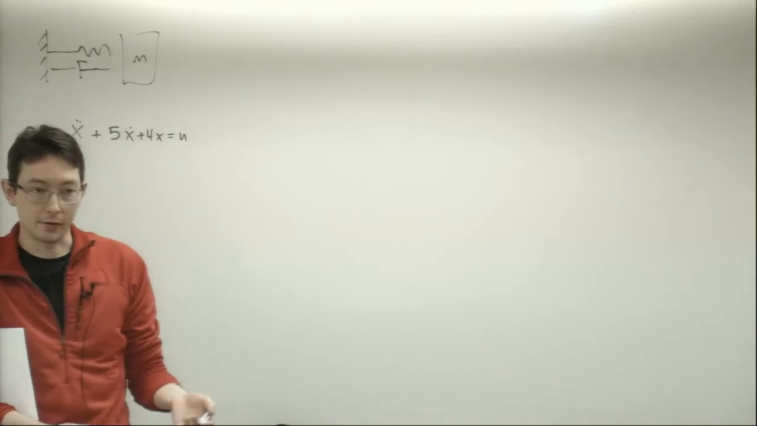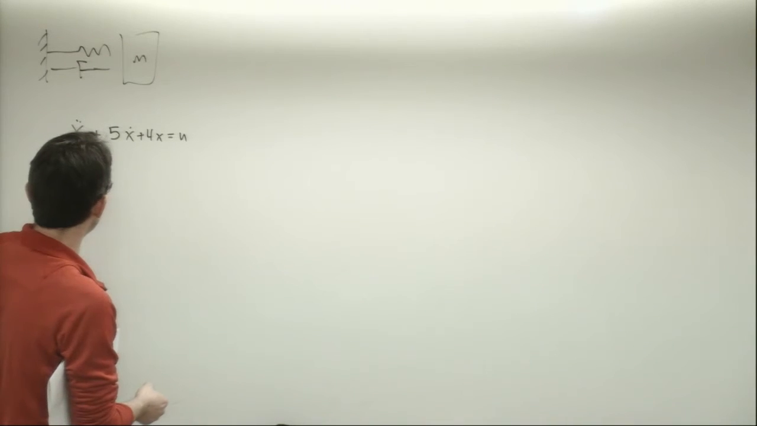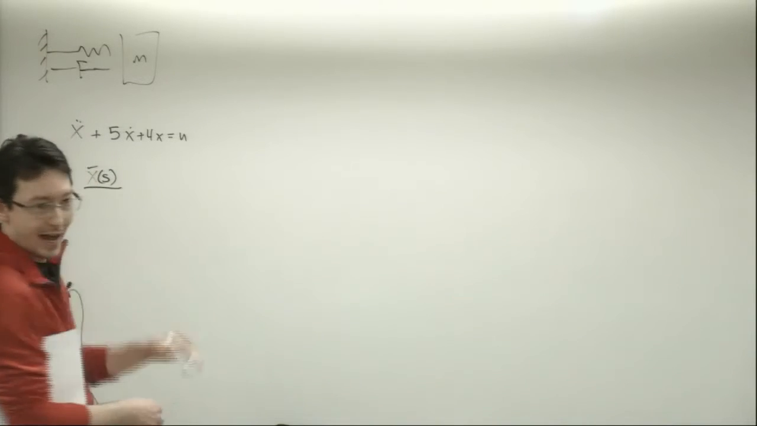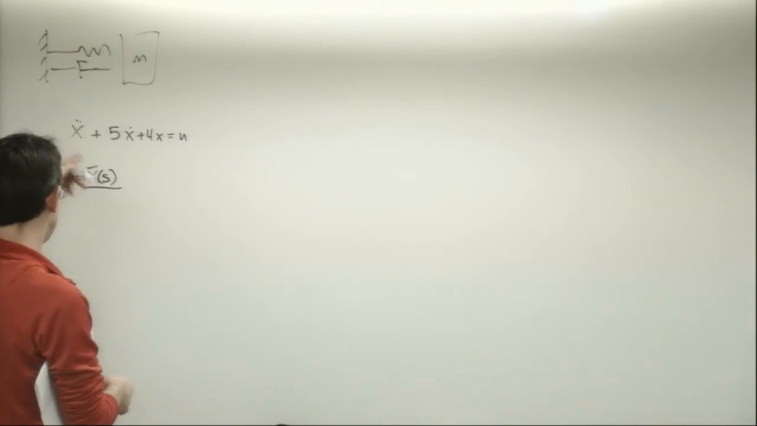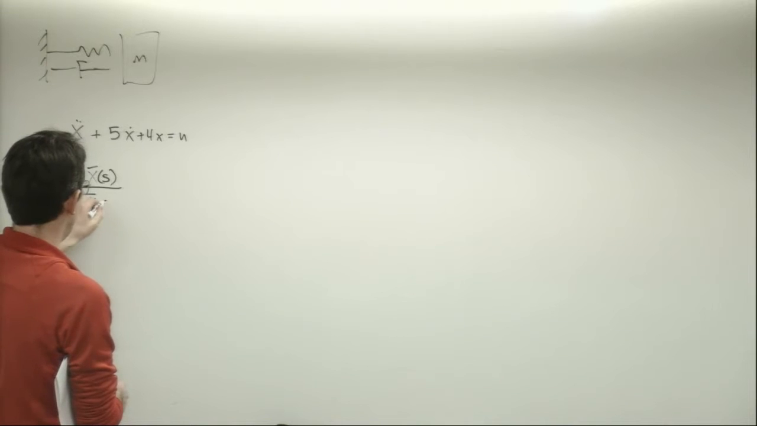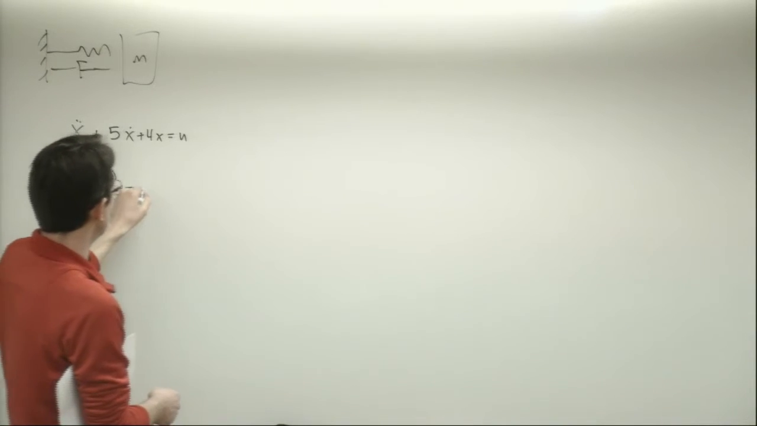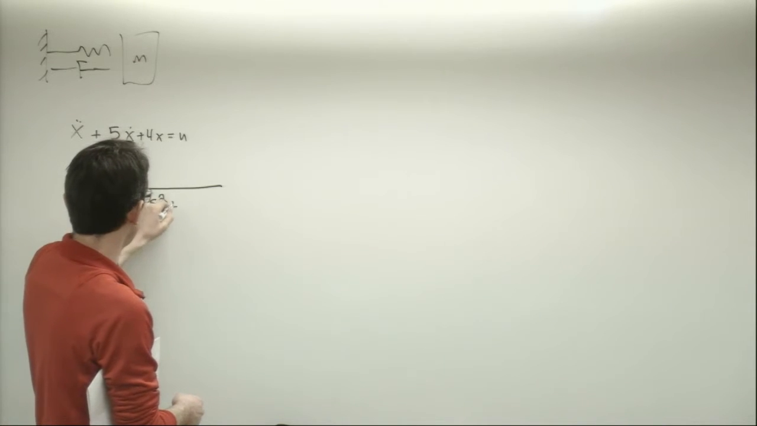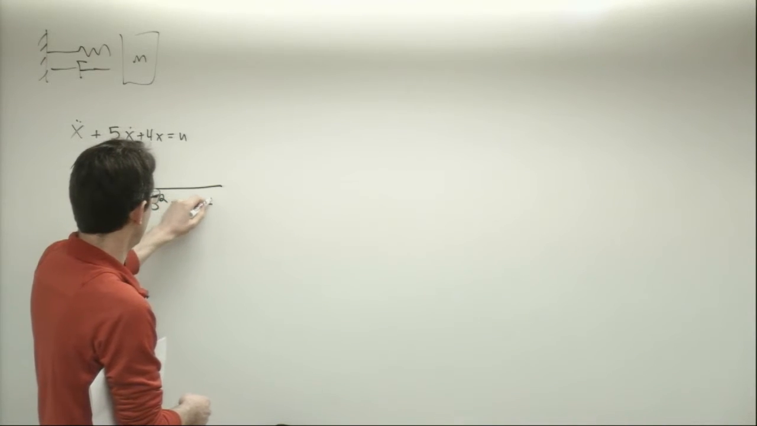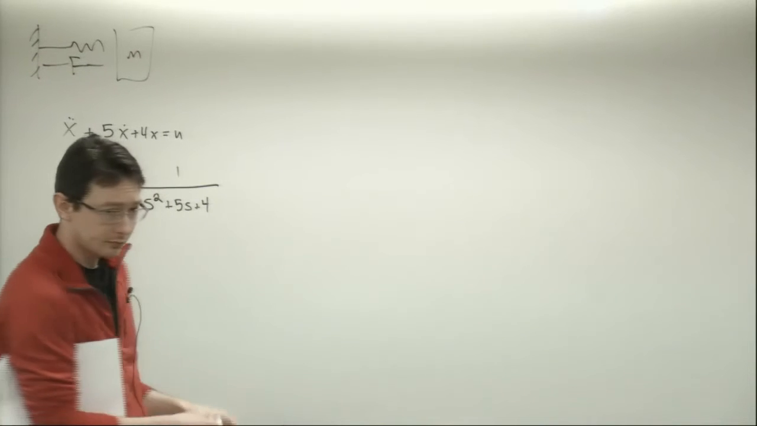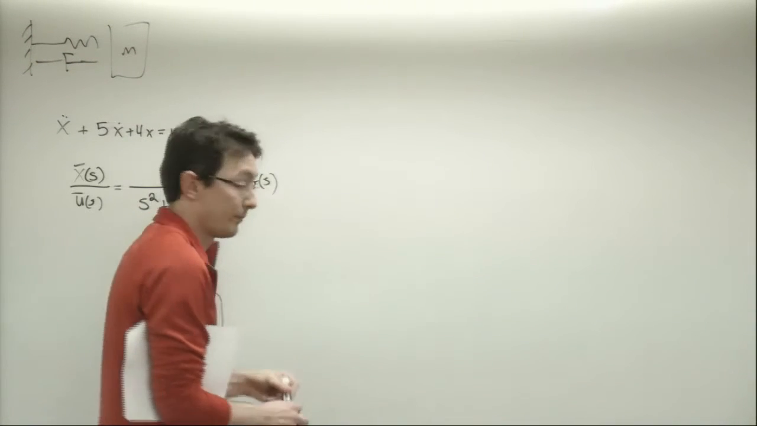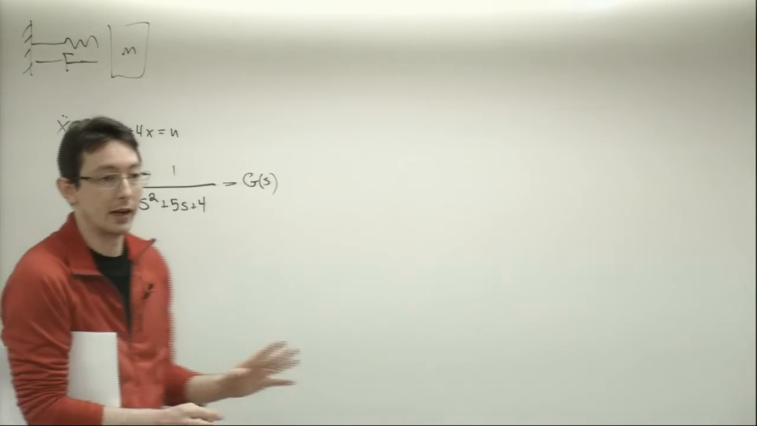Then I have a transfer function, which essentially tells me in the Laplace domain, x bar, my Laplace transform solution, divided by u bar, is equal to 1 divided by the characteristic polynomial. So that's s squared plus 5s plus 4, 1 over that. And this is called my transfer function, big G of s. Okay, this is just a recap of last time.